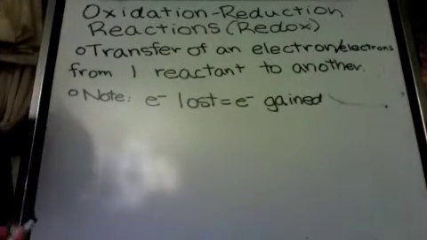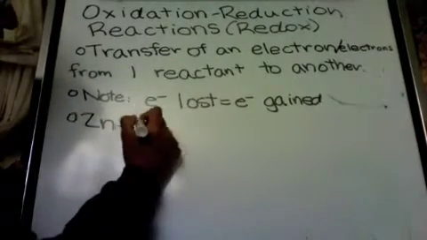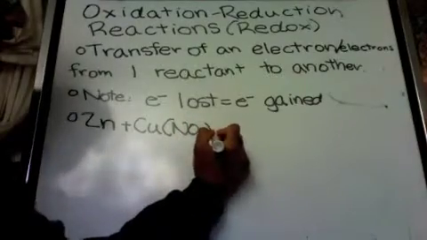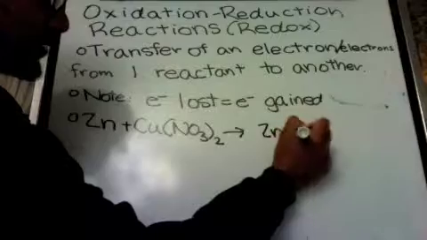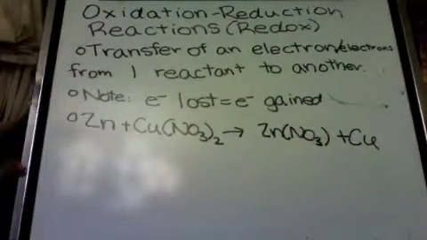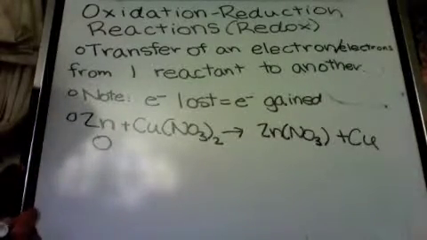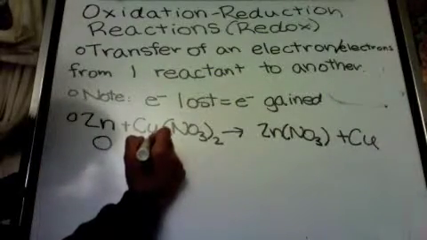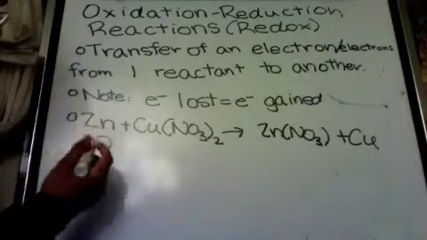So, what's an example? Well, an example would be Zn plus CuNO3 going to Zn(NO3)2 plus Cu. So if we analyze these, we see that this has 0 valence electrons. Its charge is 0. My bad.